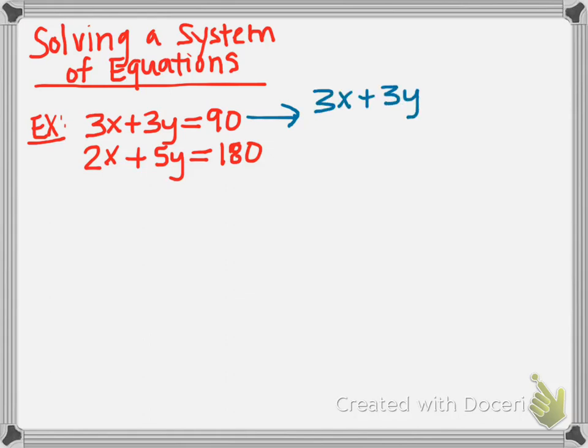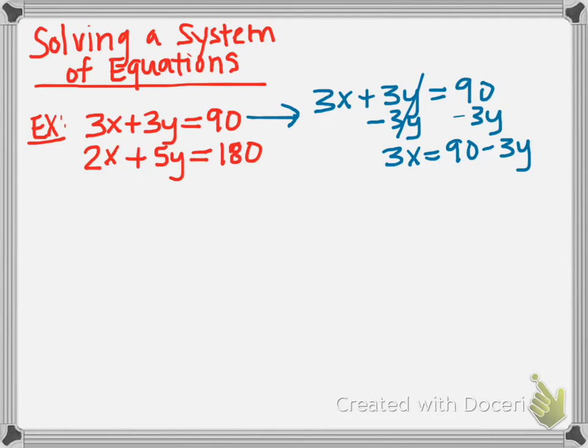I think I'm just going to solve for x. So to do that, I need to get everything to the other side. So I'm going to go ahead and subtract my 3y from both sides. So 3x equals 90 minus 3y. Now to get my x by itself, I need to divide everything by 3, both sides. What's going to happen is we're going to get 1x equals 30 minus y. So what we've done is we've solved for one variable.